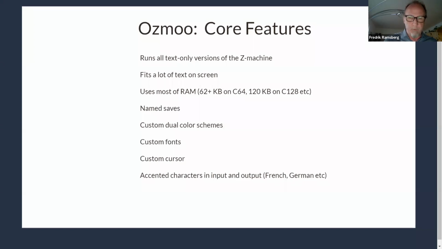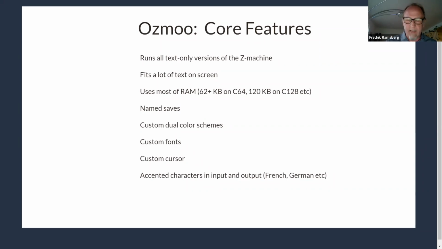You can have 2 color schemes, and you can customize them fully. So you can have a dark mode and a light mode. That's what we call them, but it's up to the person bundling the game with Ozmoo to choose how to use them. You can add a custom font, and that works on all of these platforms as well. You can customize the cursor. So you can have a blinking cursor or not, and blink it fast or slow, and a different color, and a few other things like that.